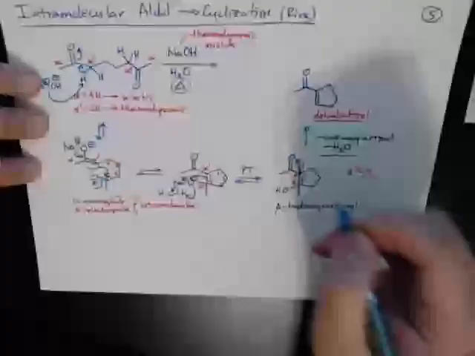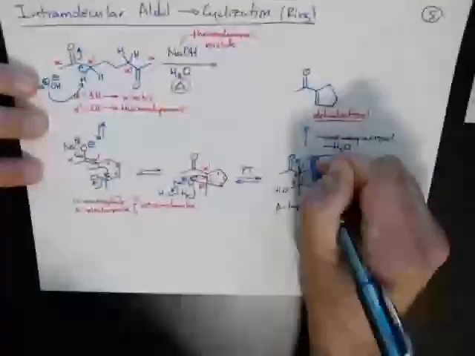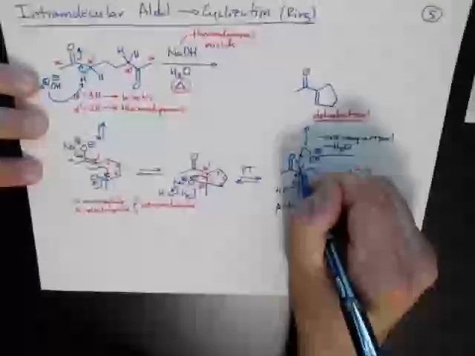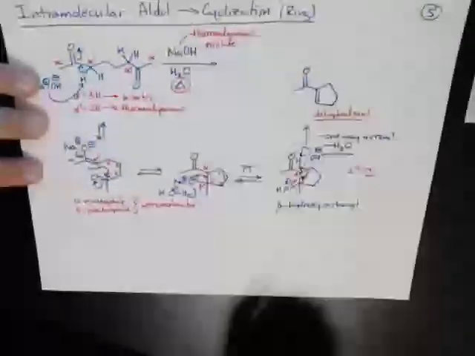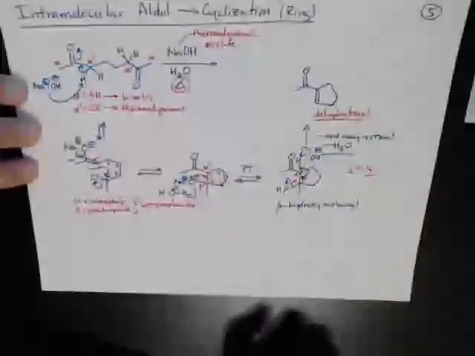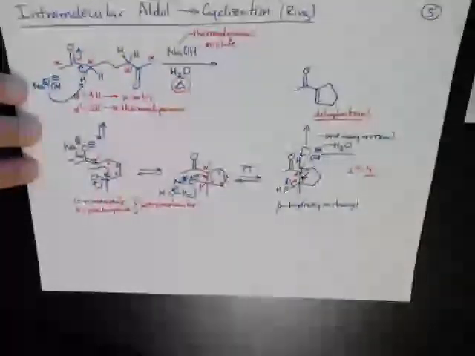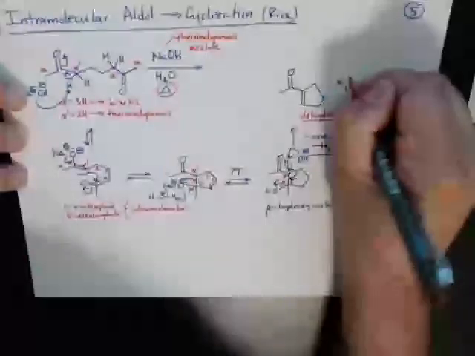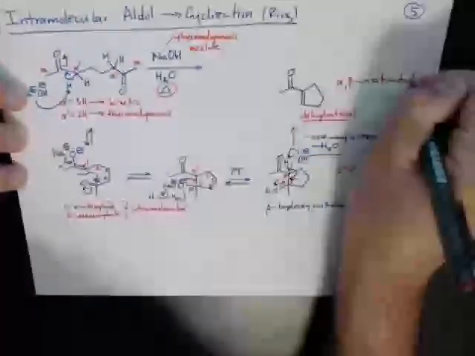So really, how do we view that? It's hydroxide abstracting this proton. We form the pi bond and we eliminate hydroxide as well. So now this is an alpha beta unsaturated carbonyl.